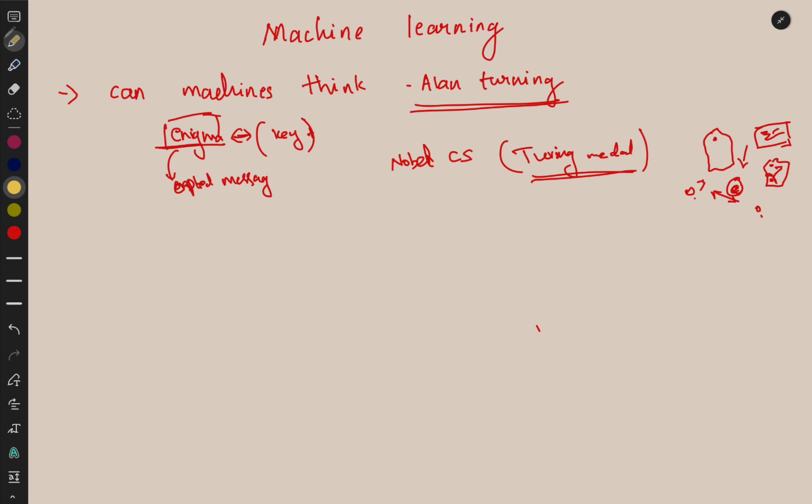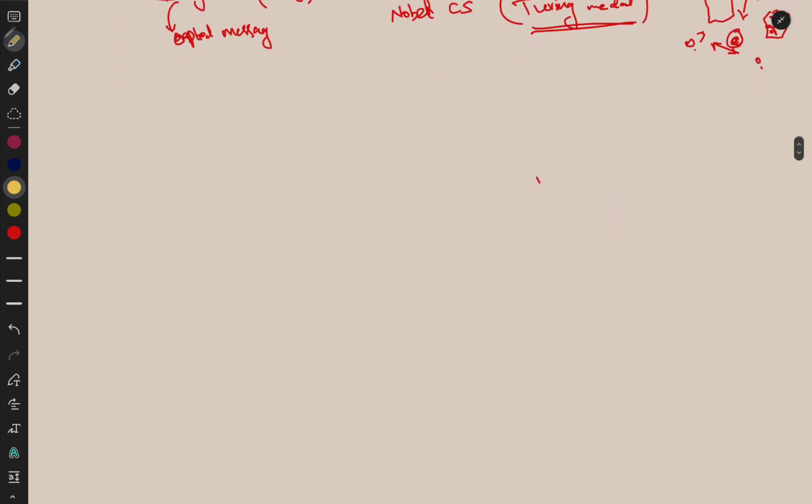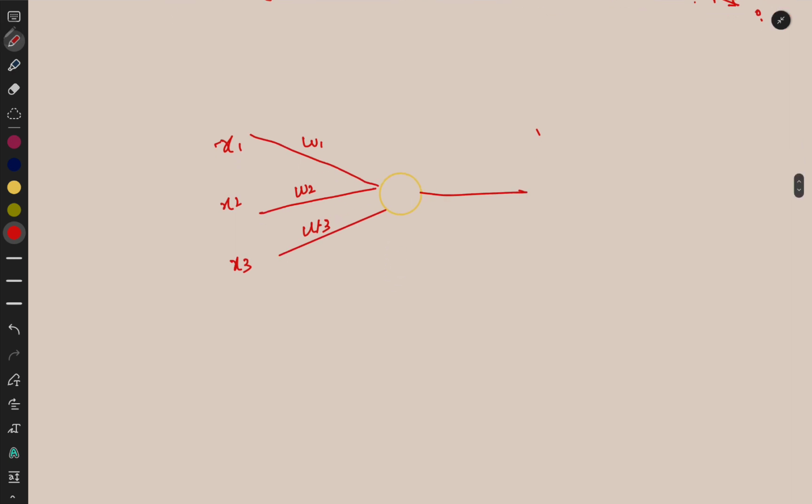Next, let's dive into what is a neural network. First, we'll see a simple perceptron. A perceptron will have inputs. Let's take x1, x2, x3 as the inputs, and these are weight 1, weight 2, and weight 3. And we'll have an output. Just a simple perceptron.